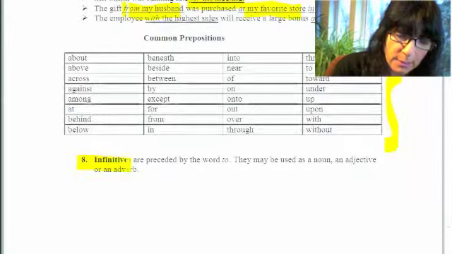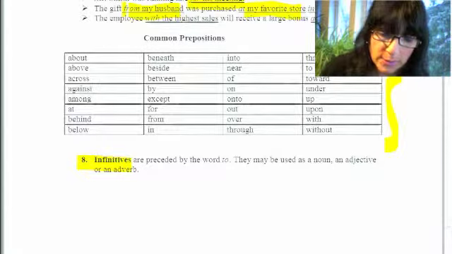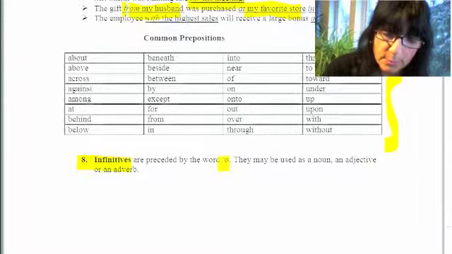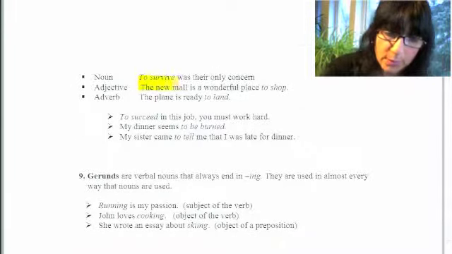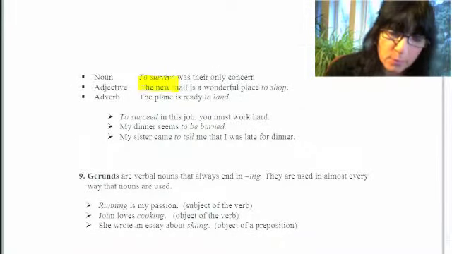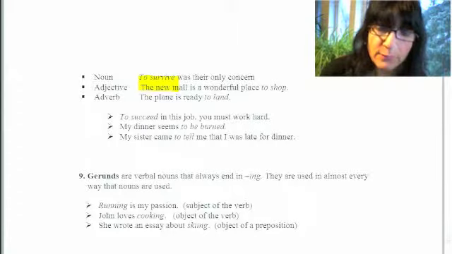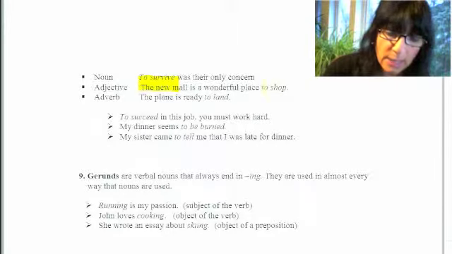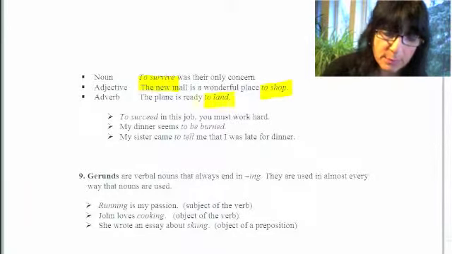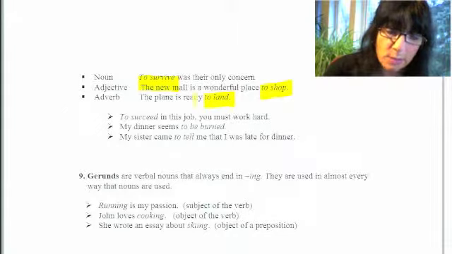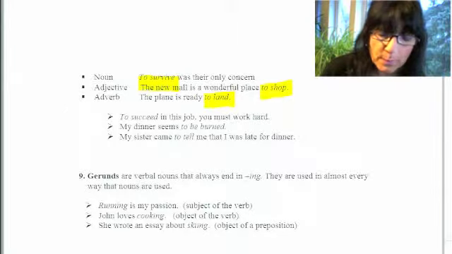And then the eighth part of speech are infinitives, and infinitives are words that are preceded by the word to, and they may be used as a noun, an adjective, or an adverb. Example, to survive was their only concern. That infinitive is used as a noun. The adjective, the new mall is a wonderful place to shop. You're describing the mall. And the adverb, the plane is ready to land. It describes ready.